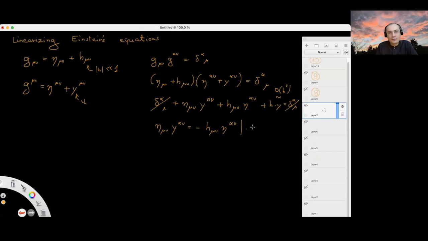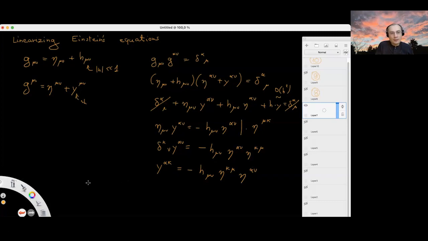Now we multiply that by η with index κ raised. Now we obtain δ^κ_ν, and the correction equal to minus h_μν η^αν η^κν, or the correction with indices κ ν equals minus h_μν η^κμ η^αν. Sorry, this should be α κ.